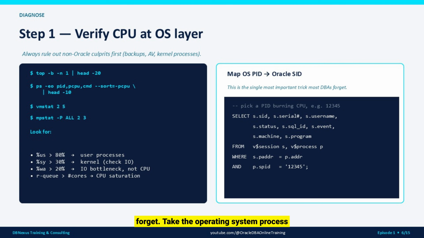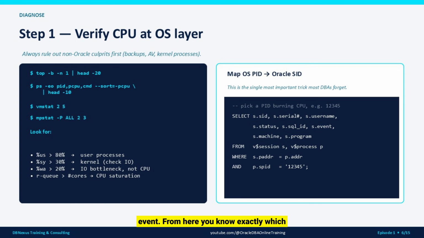Now, the trick that most junior database administrators forget. Take the operating system process ID from top and map it back to an Oracle session. Join V$SESSION to V$PROCESS on the ADDR column. Filter on the SPID you noted. That gives you the session ID, the serial number, the username, the SQL ID it is running, and the wait event.